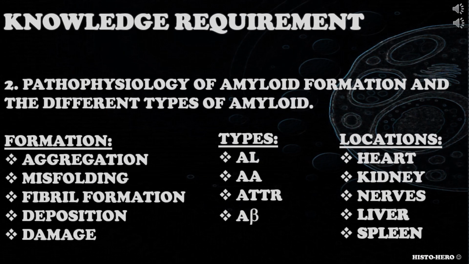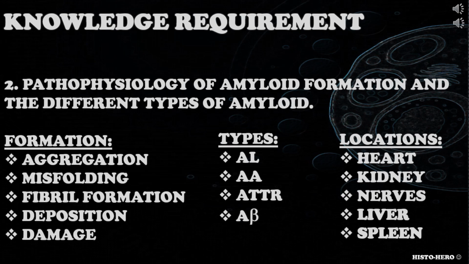The second knowledge requirement is pathophysiology of amyloid formation and the different types of amyloid. Candidate needs to have the knowledge and understanding about formation and types of amyloid. You could ask the candidate to explain, what is amyloid and how it is formed, to name different types of amyloid and how do they arise, to list demonstration methods that could be used to demonstrate amyloid, to give examples of diseases associated with amyloid formation.